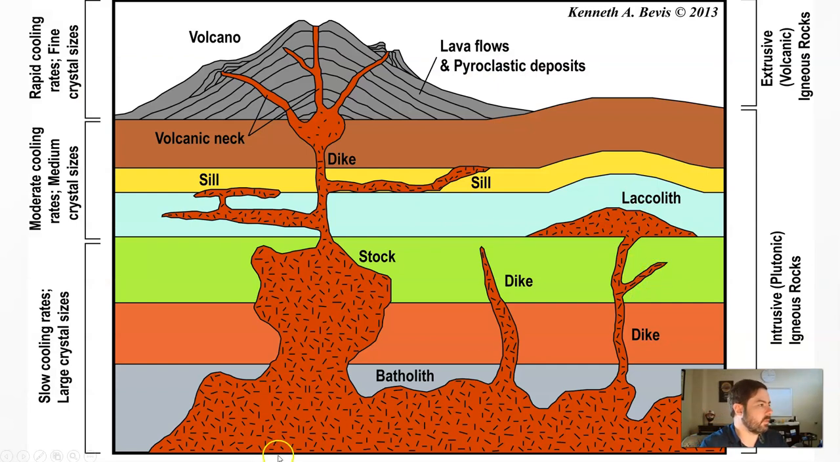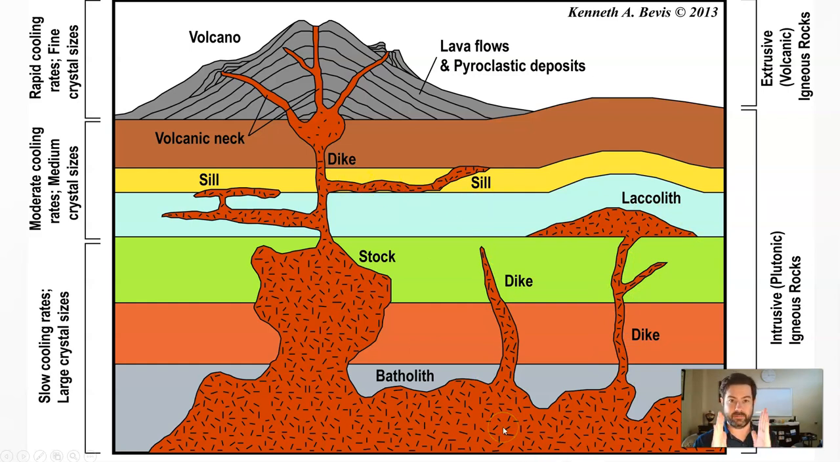So here's a chart that shows a number of different structures. These are some plutonic igneous rock structures. Batholiths are large intrusions of cooled magma. Smaller intrusions of cooled magma are called stocks. If it's mushroom shaped, it's called a laccolith. We also have vertical dikes and horizontal sills.